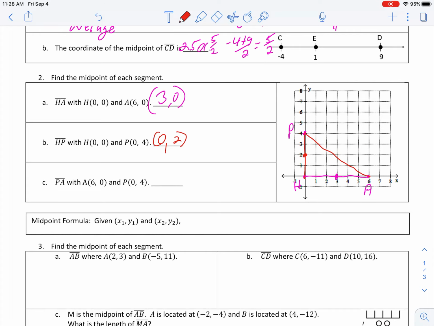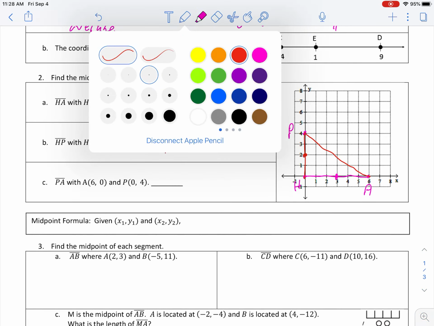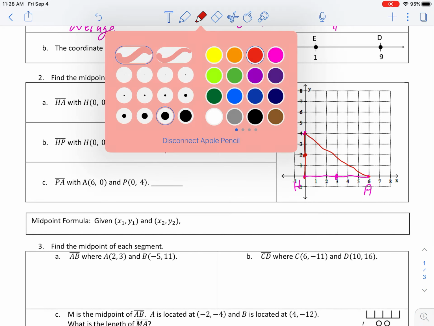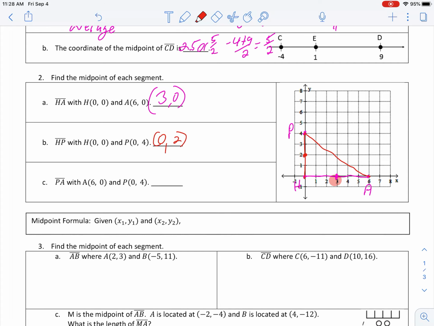Okay, so to do this, we're going to take what we did on parts A and B, and we've actually already found the midpoint. Because what we can do is continue to take this idea of taking an average. So on the x-axis, we found HA's midpoint to be right here at 3, 0. Then we found on the y-axis PH to be right here at 0, 2. If I brought these two midpoints together, as I'm trying to do, the two midpoints line up right here for the midpoint of AP.